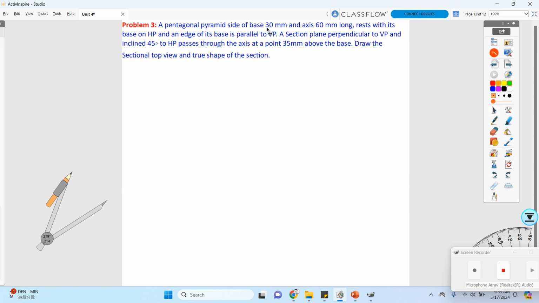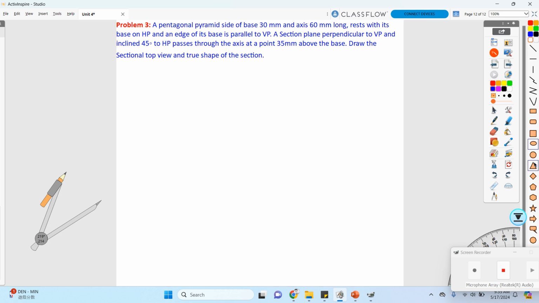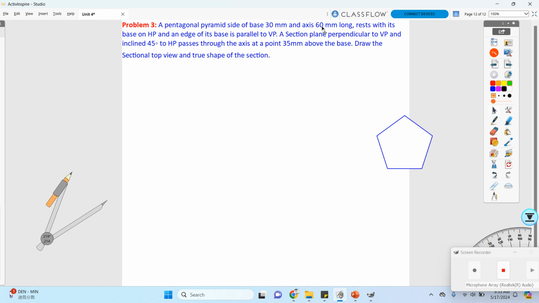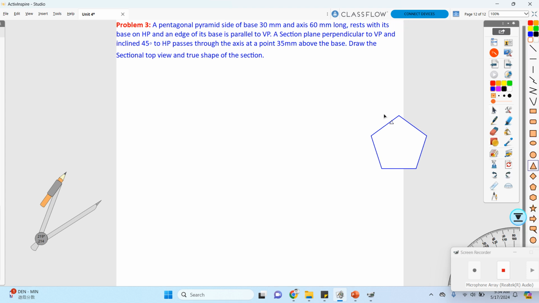So they have provided the base as 30 mm and the axis as 60 mm. That means the base of your pyramid is 30, and the apex is 60. For your reference I will show over here. The base of your pyramid, that is your pentagon, will look like this. Then they have provided the length of the pyramid as 60 mm. So your pyramid condition is like this.